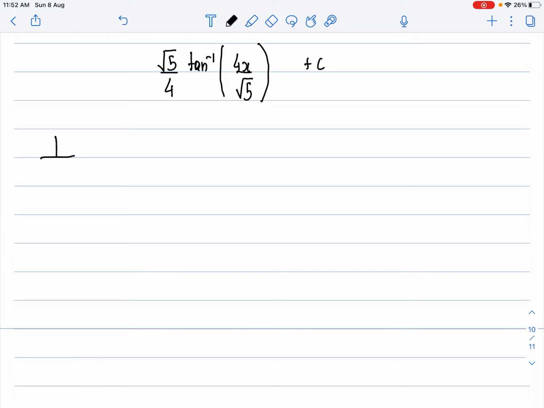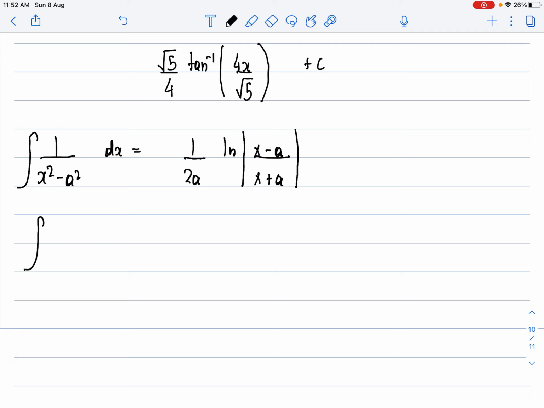So that's basically 1 over x square minus a square. 1 over x square minus a square integration can be written as 1 over 2a ln x minus a divided by x plus a. This is just mentioned in the formula booklet also. It's not asked very frequently, so don't worry.